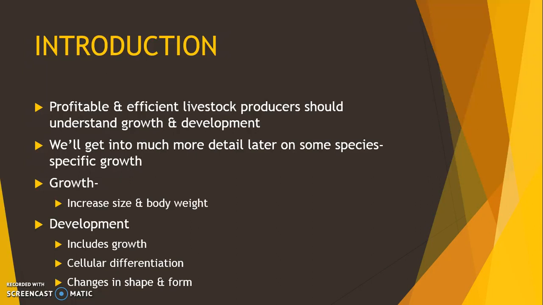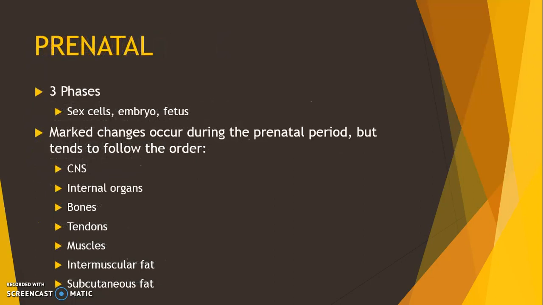So if we define both growth and development, growth is simply increasing size and body weight. Development includes that growth, but also includes cellular differentiation and changes in shape and form of the animal. There are 3 phases to prenatal growth: growth of sex cells, the embryo, and the fetus.